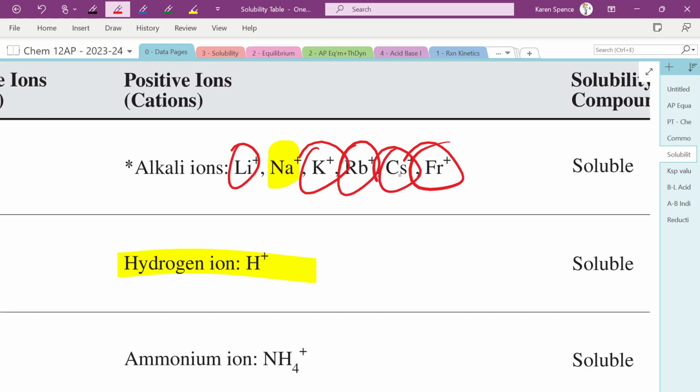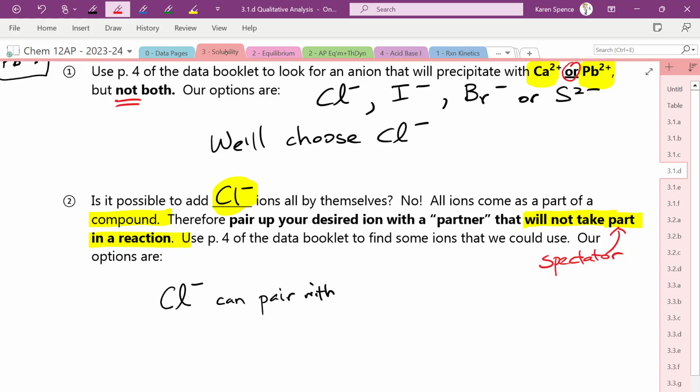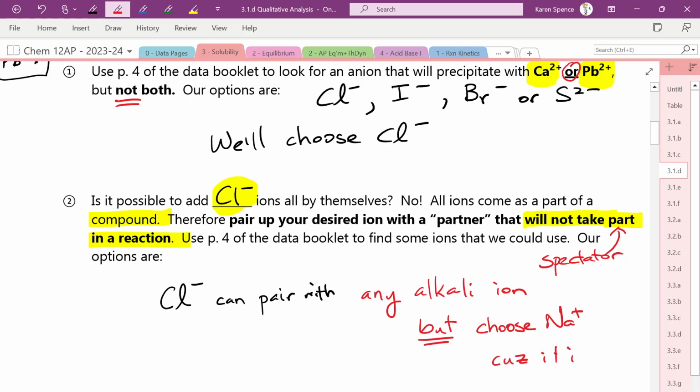Yes? Okay, so what we're going to do is we're going to go back here and we're going to say it can pair with any alkali ion, but you're going to choose Na plus because it is common.